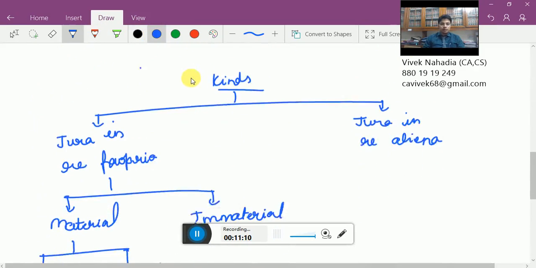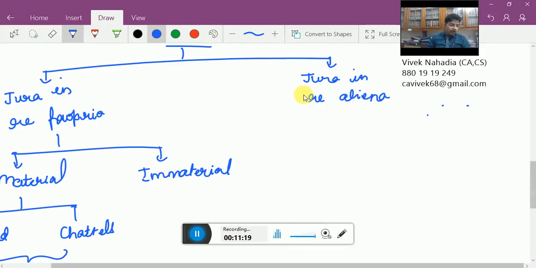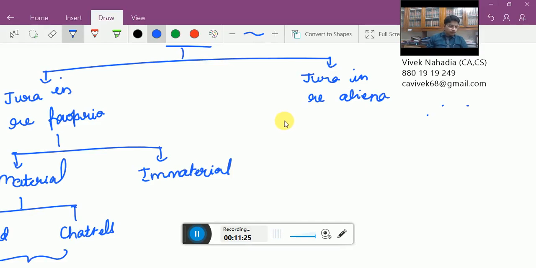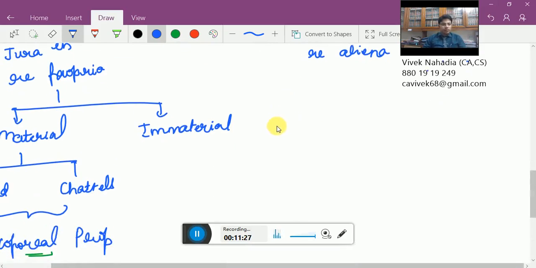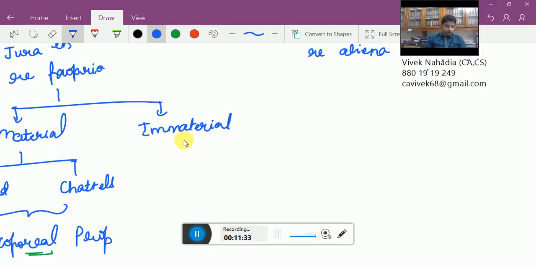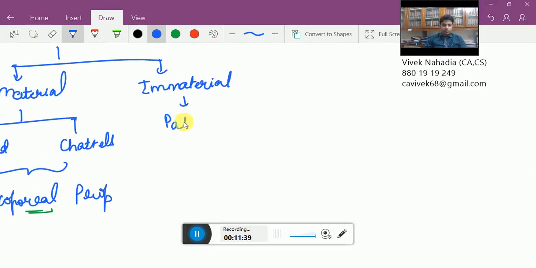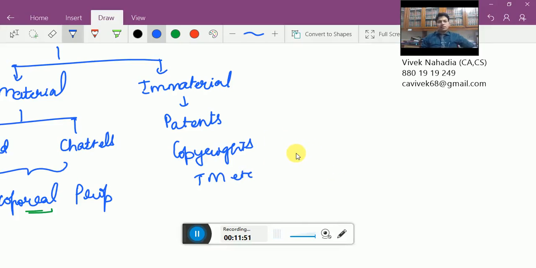That is jura in re aliena. Jura in re aliena is of one type. No, just a second, we are missing something here. Jura in re propria, we have discussed about the material thing. Now we'll discuss about the immaterial things. Immaterial things means what? Patents, copyrights, trademarks, etc. So these are obviously the immaterial things.